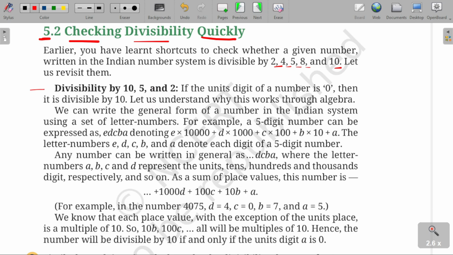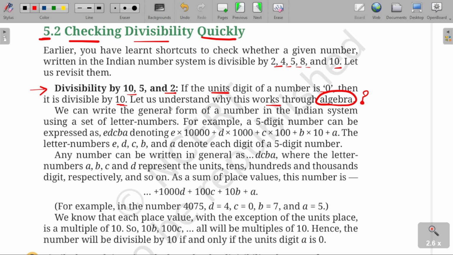So divisibility by 10, 5, and 2. If the unit digit of the number is 0, then it is divisible by 10. This is known to all of us, right? Now let us understand why this works through algebra. Now there is a twist, okay?